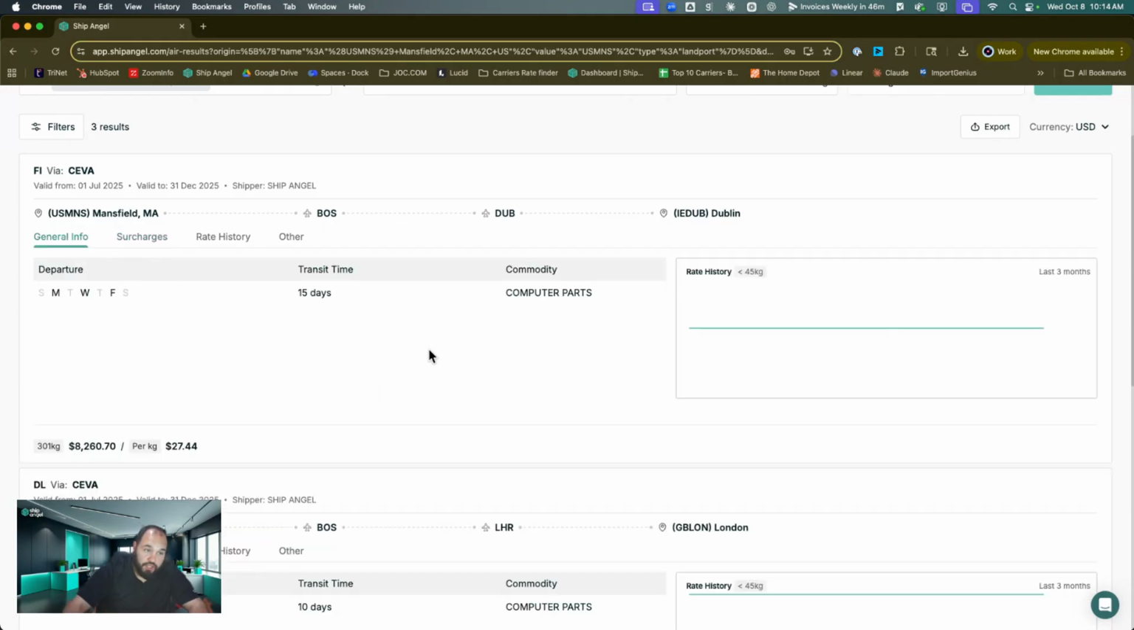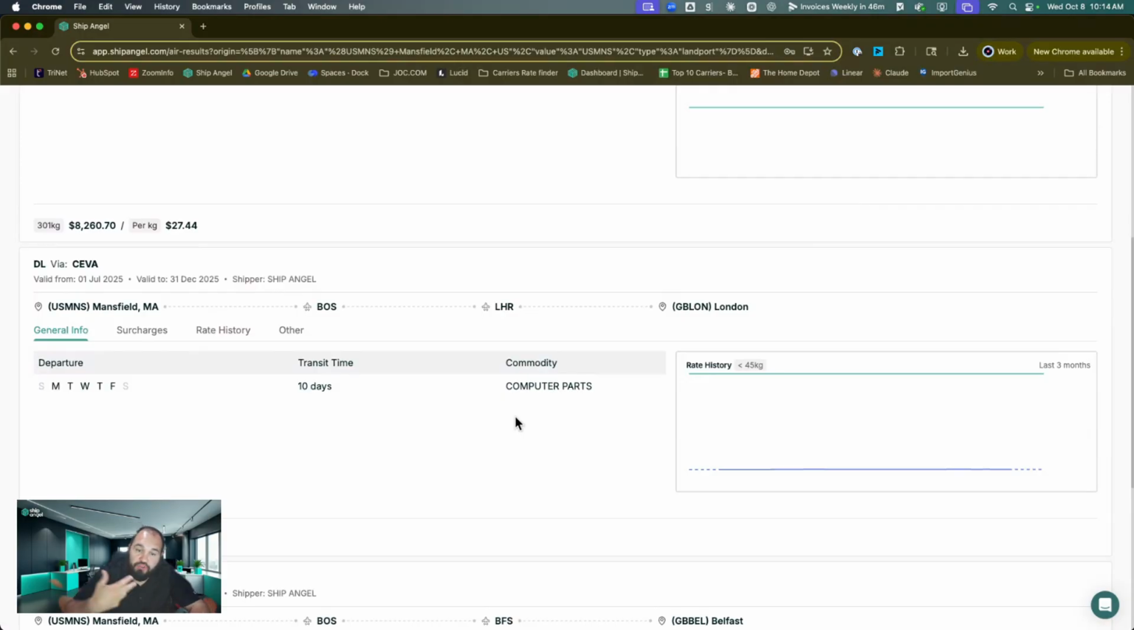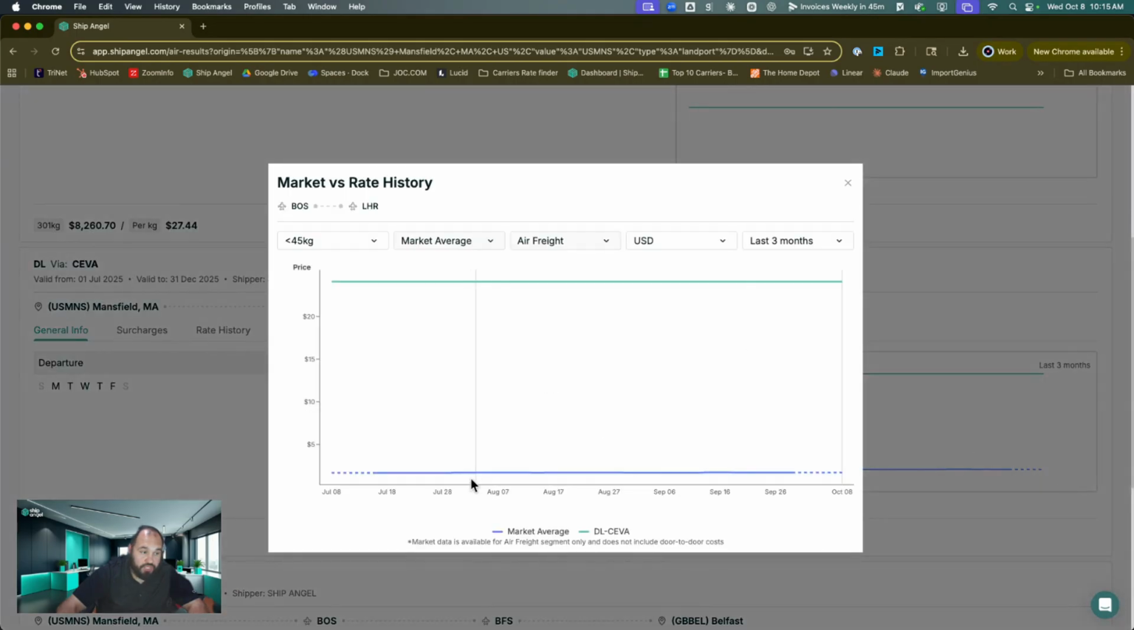Additionally, ShipAngel brings in a lot of third-party data into our platform to help you now validate your decisions. And so inside this chart here on the right, what you're going to see is a chart of your rates in green and the market average in blue. When I expand this chart, what you see here in blue is how the market has trended on this lane based on third-party data.